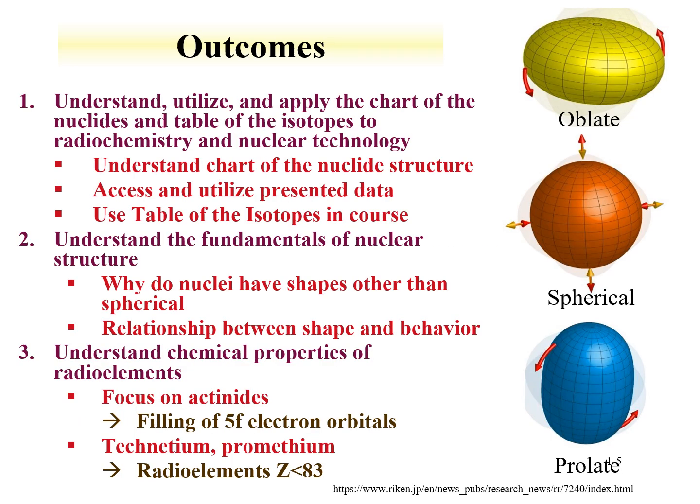The course has 7 outcomes where by the end of the course, the student should have some expertise, experience, knowledge in a few different topics related to radiochemistry. First outcome is understand, utilize, and apply the chart of the nuclides, table of the isotopes, to radiochemistry and nuclear technology. Primarily, this is understanding how to obtain the data that are presented in those documents and utilize that information.